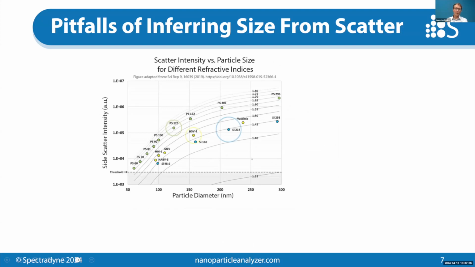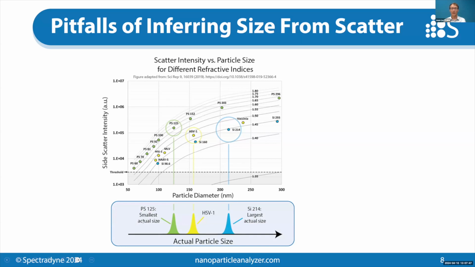So what I'd like to do is imagine mixing the three of these materials together. So we've got 125 nanometer polystyrene, we've got HSV1, which is around 150 nanometers, and then a larger 200 nanometer silica particle. The reason we're doing this thought experiment is to simulate a complex mixture of particles with different refractive indices. And this could be just a single LNP formulation with a mixture of empty and loaded particles, because the loading affects the refractive index of the particles. So the true particle size distribution of this sample looks something like this. The 125 nanometer polystyrene is the actual smallest particle in the distribution, so its peak is over here, HSV is in the middle, and silica is largest.